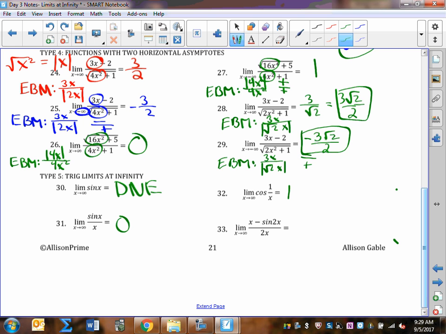All right, 33. We've got a couple options. We could do a double angle identity in there, right? But let's maybe break it up using our properties. Let's go ahead and change this to the limit as x approaches infinity of x over 2x minus sine 2x over 2x. Okay. Now, if we apply the properties to that first one, what's going to be my limit as x approaches infinity of this first chunk here? 1/2.